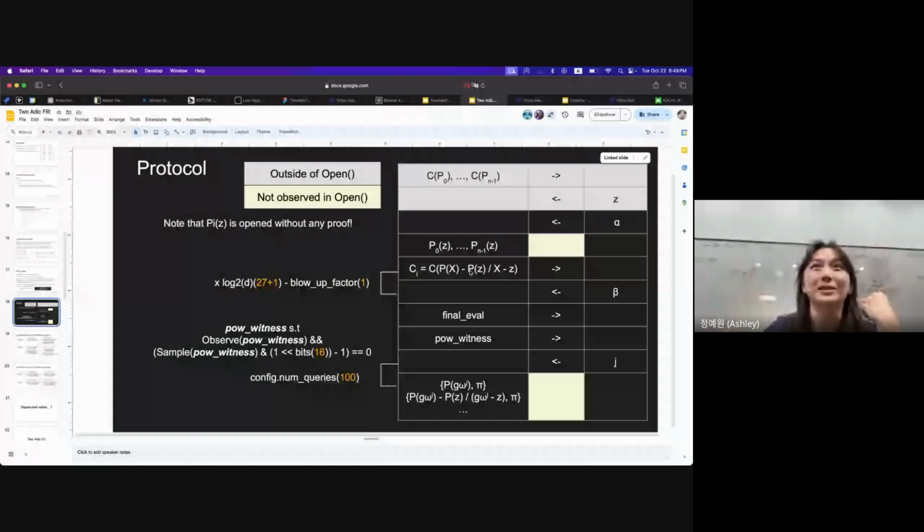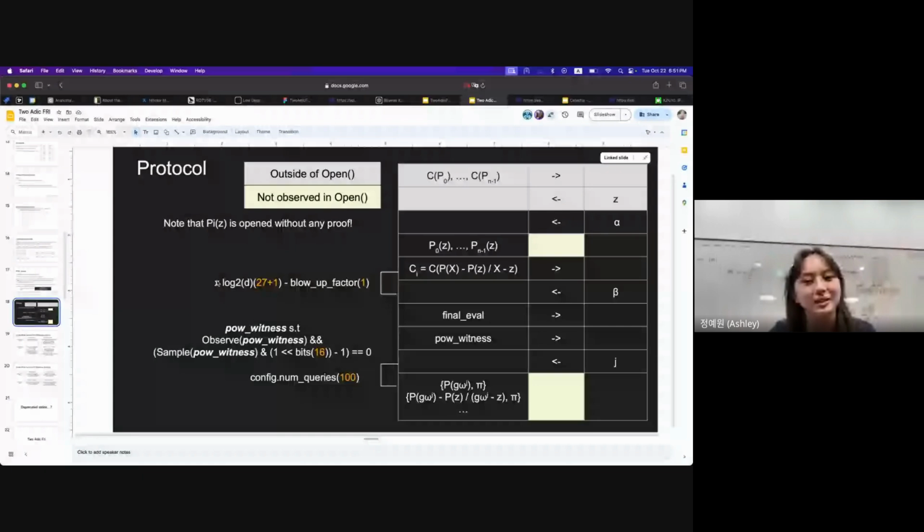And then we get the zeta back, this value for which we evaluate the polynomials, and then create the commitments of the quotient polynomial. The quotient polynomial we use to create evaluations on the domain again. This is sent as commits to the verifier, and then we get this beta, which is used to fold. The fold process happens up here. And then we get the final evaluation and the power witness, and we query.